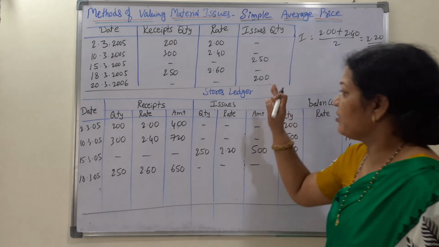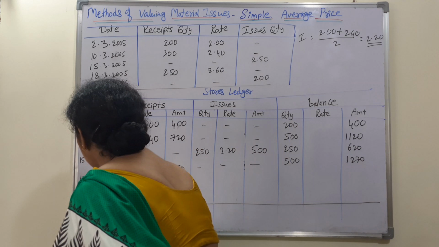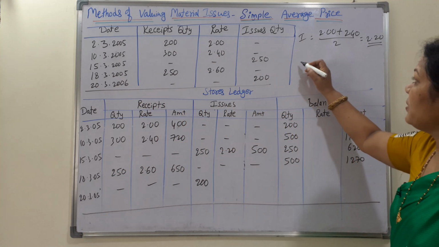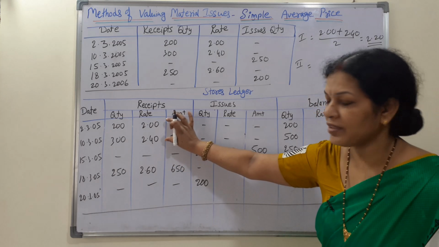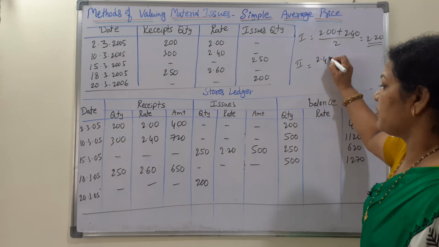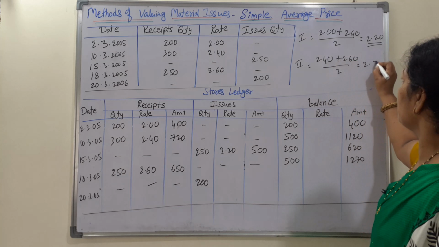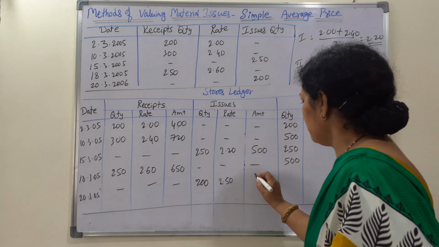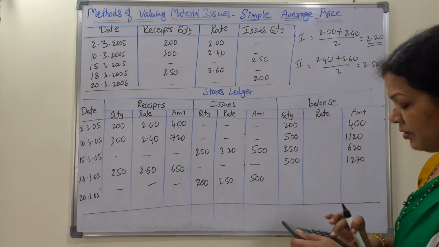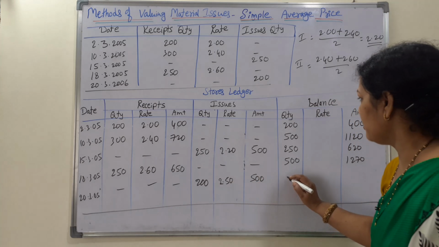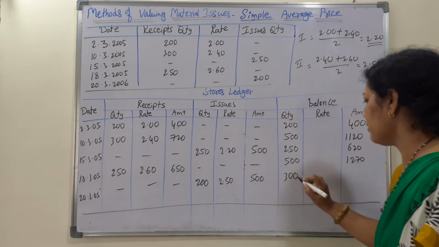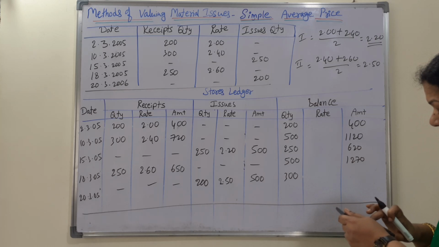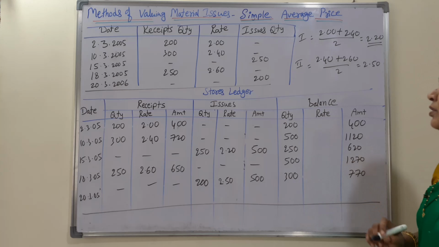Now the last one, 20th, there is an issue, 20/3/05, issue of 200. At what rate? As we have taken the average of the last two prices, in the same way we take these two prices: 2.40 plus 2.60 by 2, which gives 2.50 average. So this is 2.50. 2.50 into 200 comes to 500. Issue means the leftover quantity is 300. And 1270 minus 500 is 770. That's all, this is the problem.